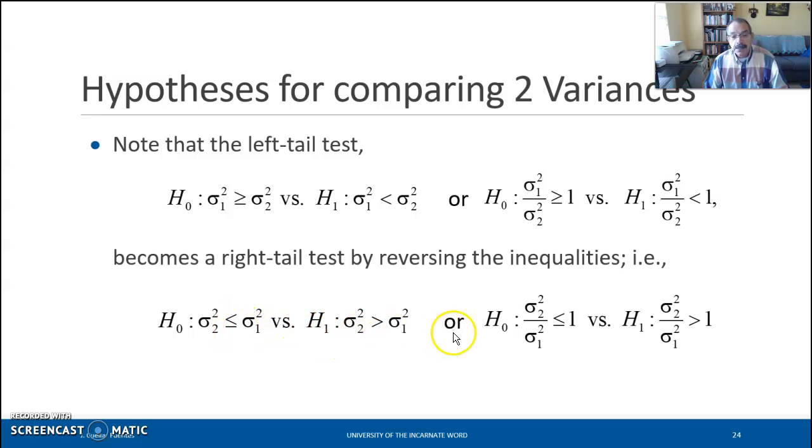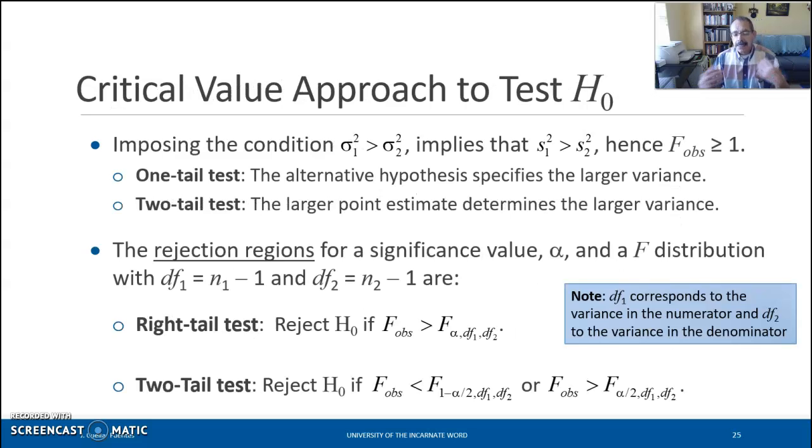So translating this to the ratio of variances, now I have variance 2 in the numerator, variance 1 in the denominator, and that ratio is less than 1. Now variance 2 in the numerator and variance 1 in the denominator, well, that ratio is bigger than 1. So now I change it into a right tail test. This is very important because our tables are looking at probabilities to the right side.